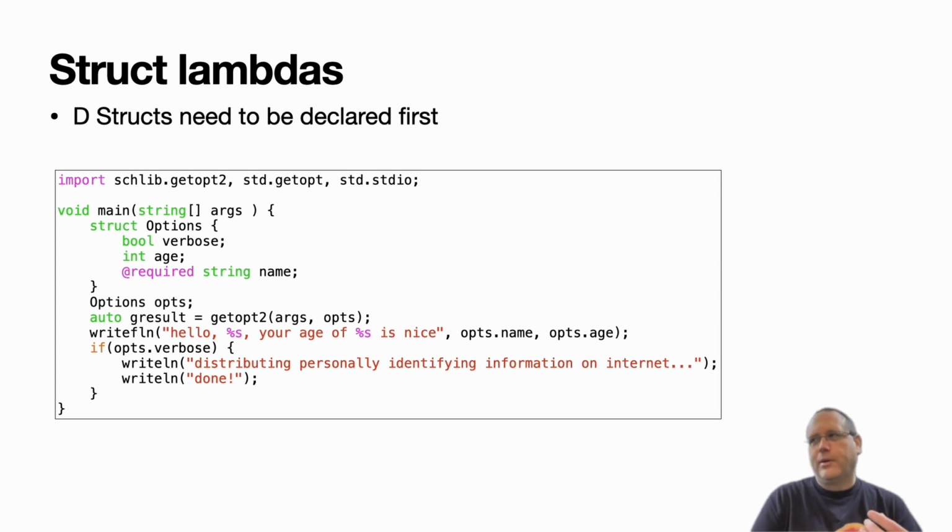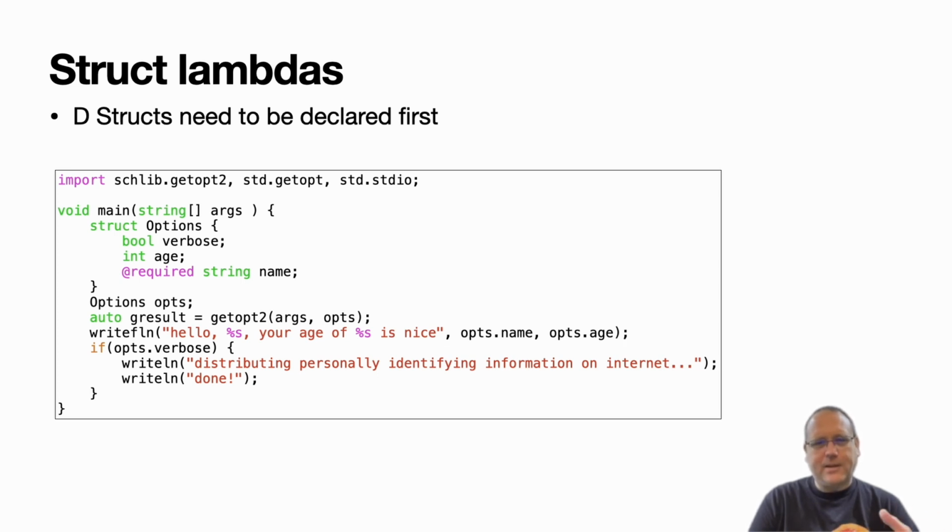And the final thing I wanted to talk about is a possible new feature that I would like to see in D called struct lambdas. So D structs need to be declared first. This is the example from getopt2 earlier. I first had to specify a struct Options. Then I had to declare an options instance, and then I called getopt2 on that options.